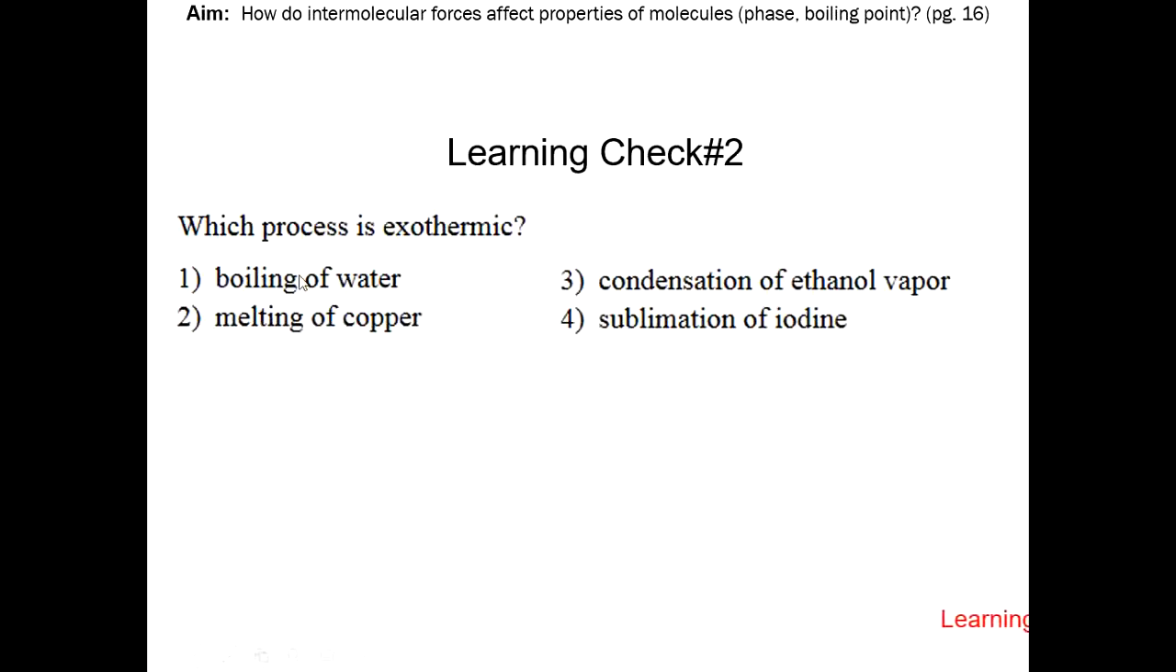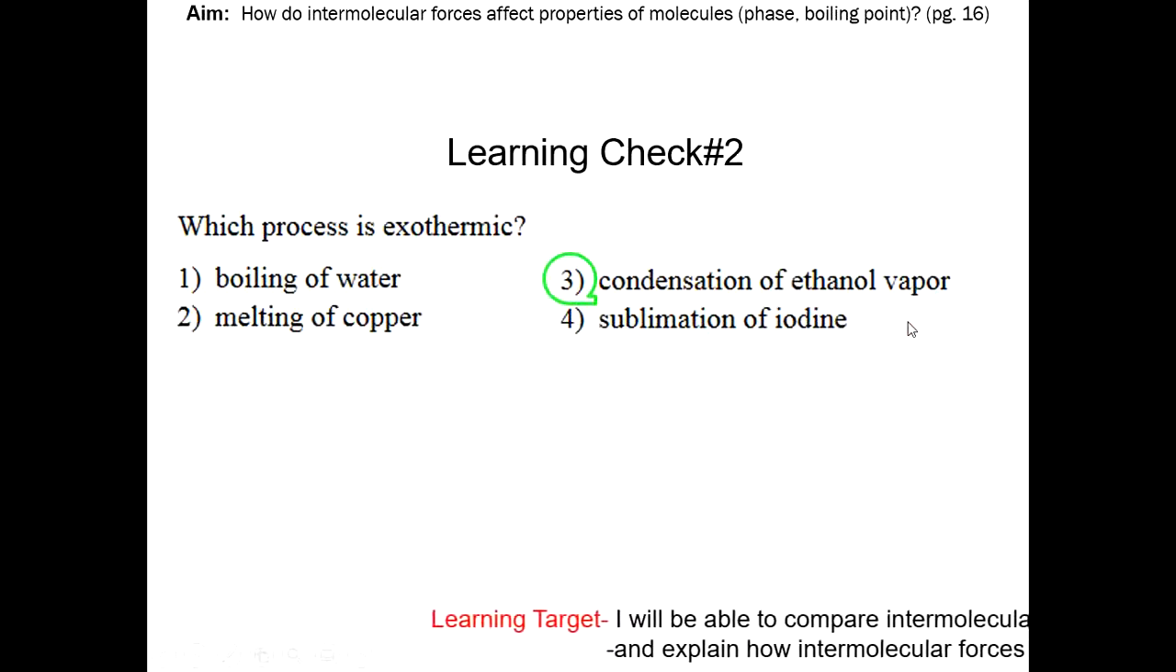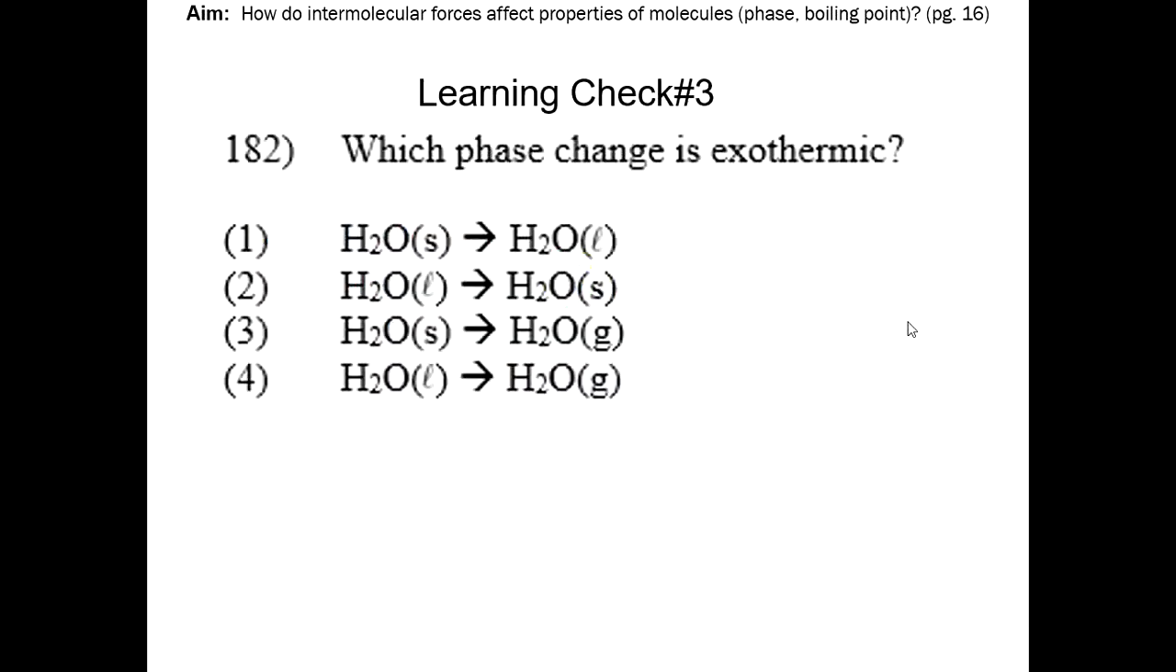Learning check number 2. Which process is exothermic? Pause the video and resume once completed. So the answer is choice 3, condensation of ethanol vapor. Condensation is an exothermic process.